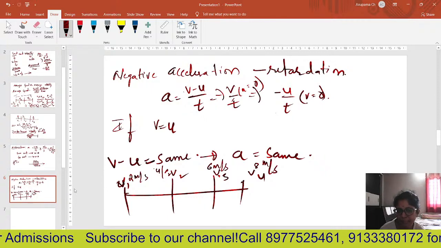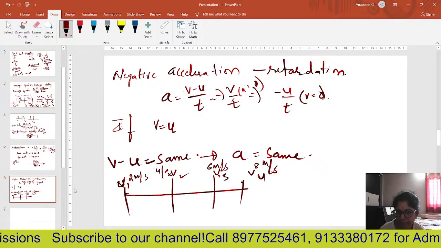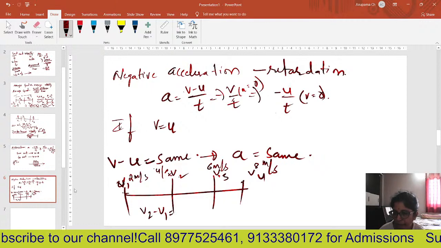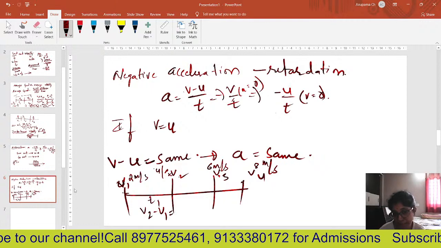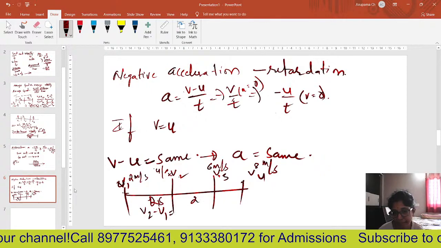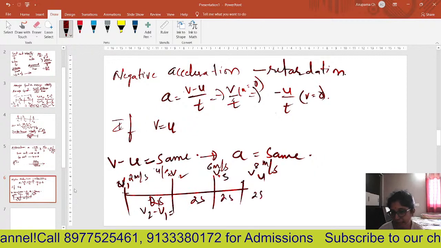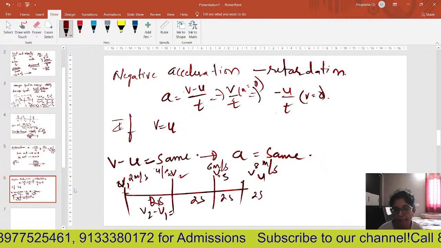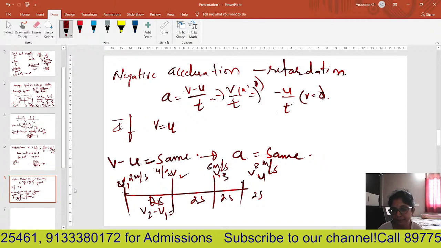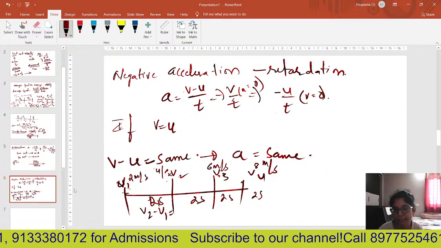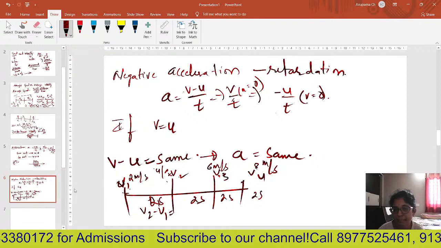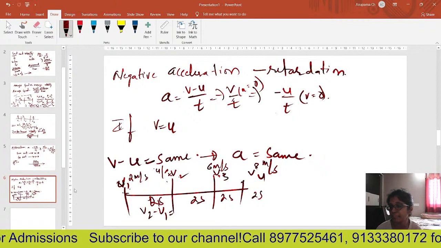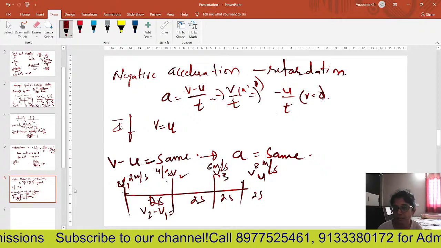What is the difference between this part and this part? v2 minus v1 is what? In equal intervals of time. That is very important: 2 seconds, 2 seconds, 2 seconds, and 2 seconds. Then v2 minus v1 is 2. Again in this interval of time, 6 minus 4 is 2, and 8 minus 6 is 2. It means v minus u is always the same. That means acceleration is always the same.